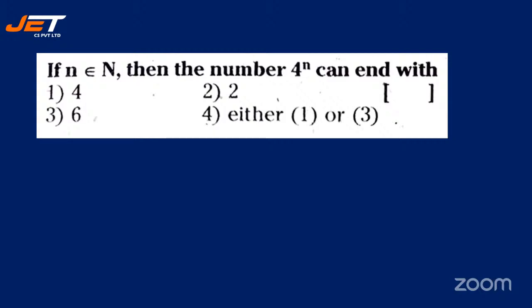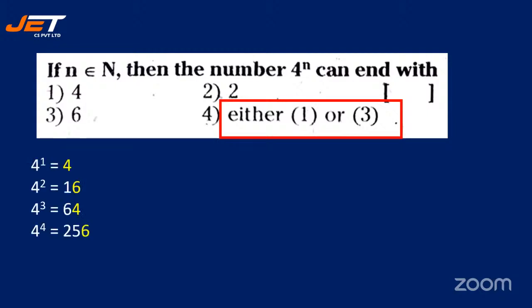Take an example. n is equal to 1, 2, 3, 4, and so on. Yes, Linga is correct. Aditya Pavan is correct. Good. Excellent. Yes, Aditya Pavan. It's 4. Look at this. 4 power 1 is 4. 4 square is 16. 4 cube is 64. 4 power 4 is 256, and so on. So the units place digit is always either 4 or 6.